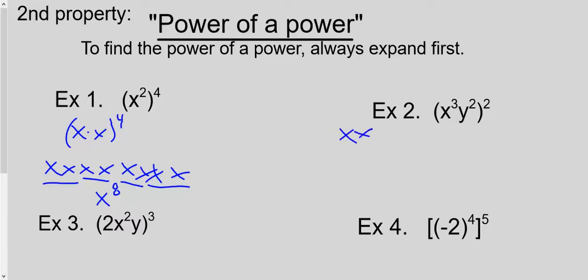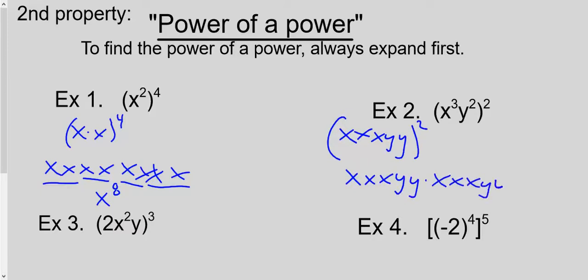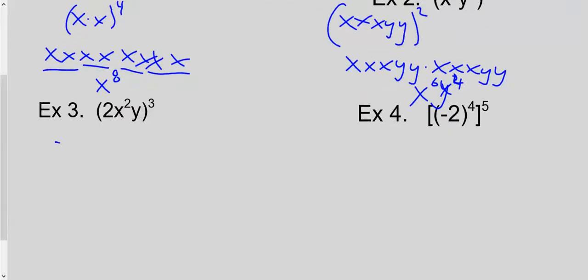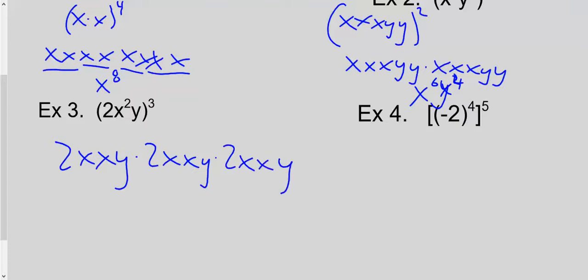Here we have x times itself 3 times, y times itself twice, and then that's squared. So we're going to write that out 2 times. So we have x times itself 6 times, and then y times itself 4 times. Here I have 2x, x, y, and then I'm just going to do that 3 times. So I have 2 times 2 times 2, which is 8, not 6. X to the 6th power, y to the 3rd power.